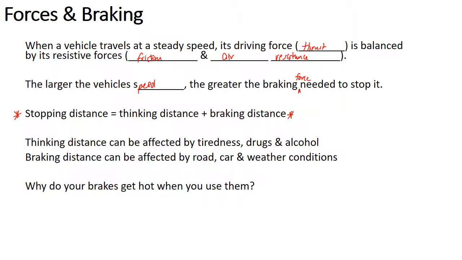So think about thinking distance. It can be affected by several things. Most obvious ones are tiredness, drugs and alcohol, which is why there are so many rules and regulations around drugs and alcohol and drink driving. And also you see lots of signs up on motorways saying, are you tired, can you pull over and have a rest? Because thinking distance is something that you can have some kind of control over.